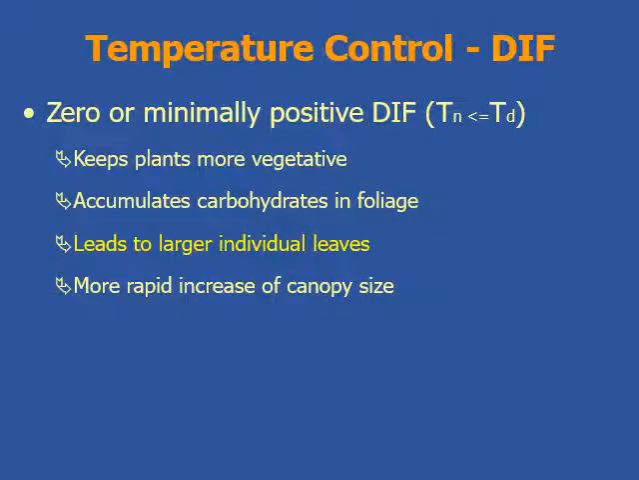So minimal DIF keeps plants vegetative, accumulates the sugars, they stay in the leaves. They don't tend to move down to the roots because there's not a lot of temperature difference to encourage the sap to flow. So the leaves tend to get larger, thicker, and if we did a sugar analysis in the leaf, we'd see a lot more starch in the leaves. So we get a bigger, rapid increase in canopy size. But you can keep in mind, you can DIF for a day or two or a few days and then go back to normal if you want to make a change in your crop.